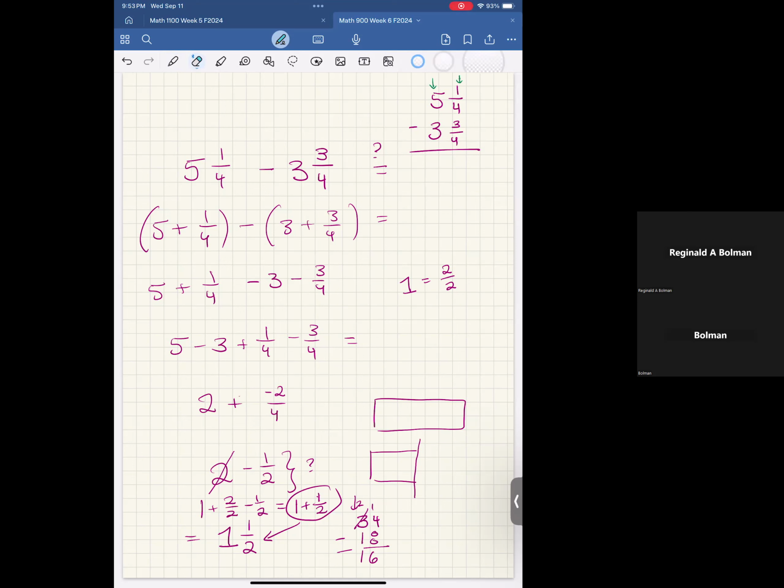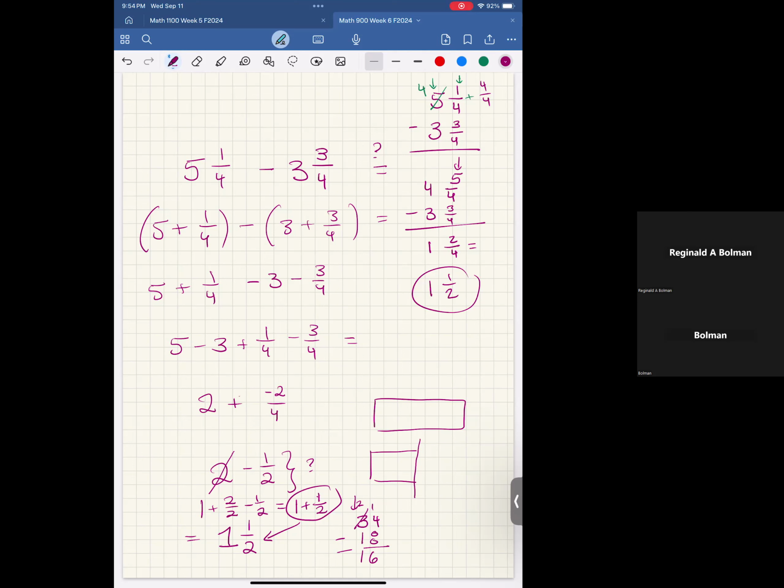Okay? And here's the deal. 1 and 2/4 is exactly the same thing as 1 and 1/2 when you reduce the fraction. Okay. Let's try another one.